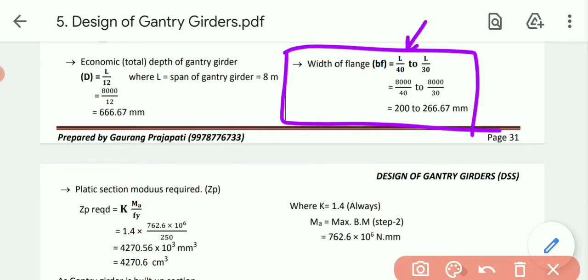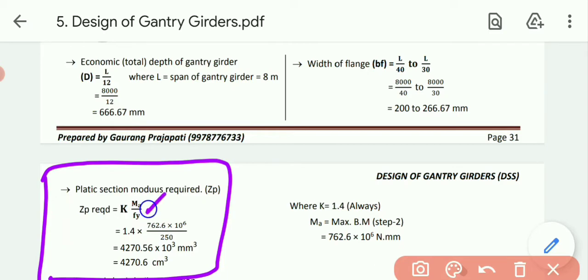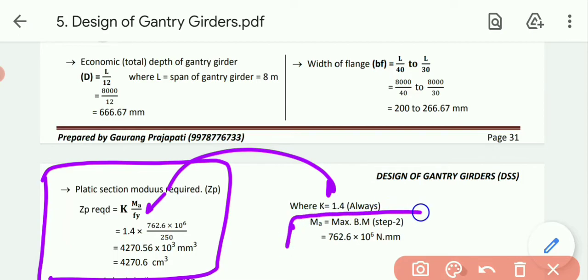Then next, the width of the flange. That formula stands for L by 40 to L by 30. For L, 8000 divided by 40 to 8000 divided by 30. I will get the answer 200 to 266.67 mm. And then the plastic section requirement, that is ZP requirement. The formula stands for K into MA divided by Fy. K is always taken as 1.4, and MA is MZ, the maximum bending moment. We have already calculated this in step number 2, that is 762.6 kilonewton meter.